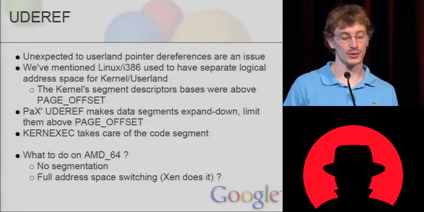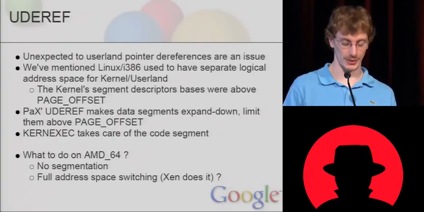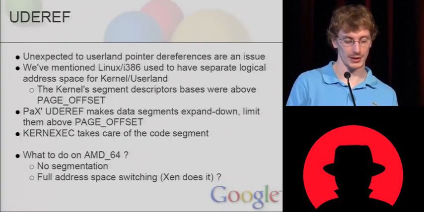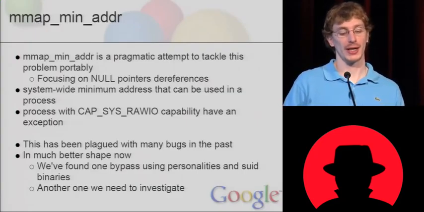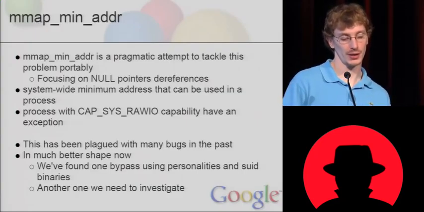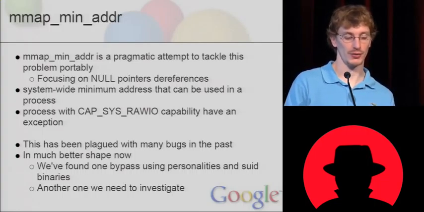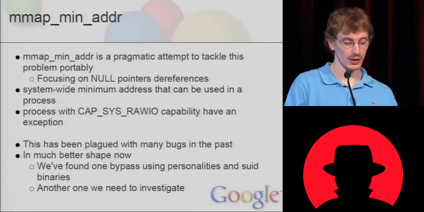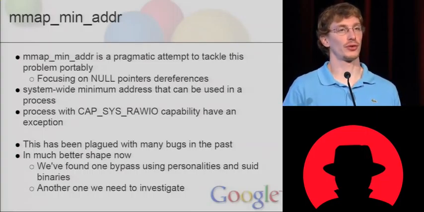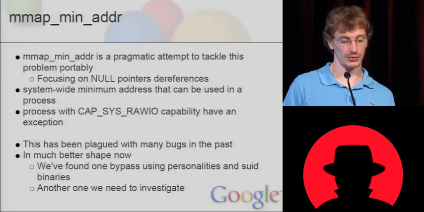So you can always do full address space switching or other small tricks, but it's going to have some performance penalty. So mmap_min_addr was a pragmatic attempt by the Linux developers to tackle this problem in a portable manner. The idea is just to have a system-wide minimum address that can be used in a process. Usually it's set to 64K, so userland processes cannot map below 64K.